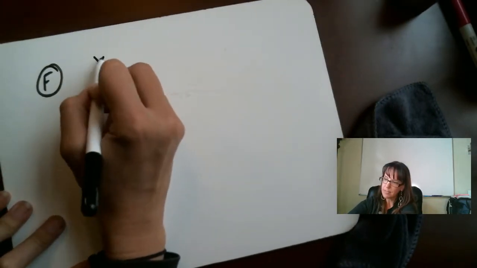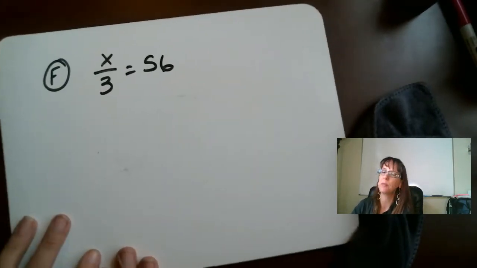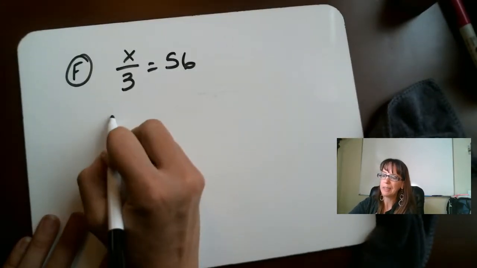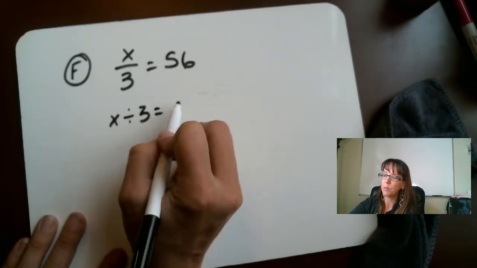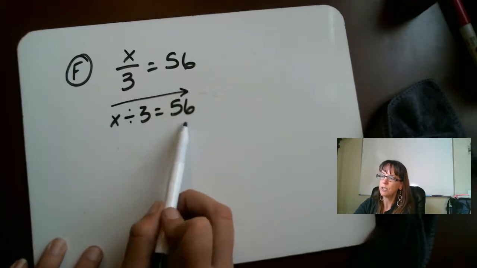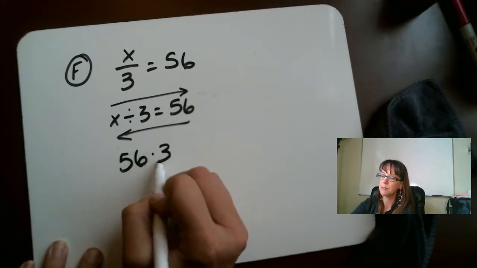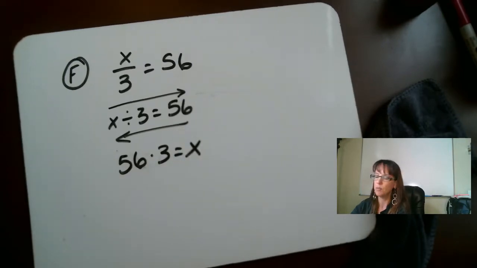We have x divided by 3 equals 56. I'm going to rewrite this as x divided by 3 equals 56. Okay? Divide in this direction, multiply in this direction. So that multiplication problem is 56 times 3 equals x. Well, that's something we can do.